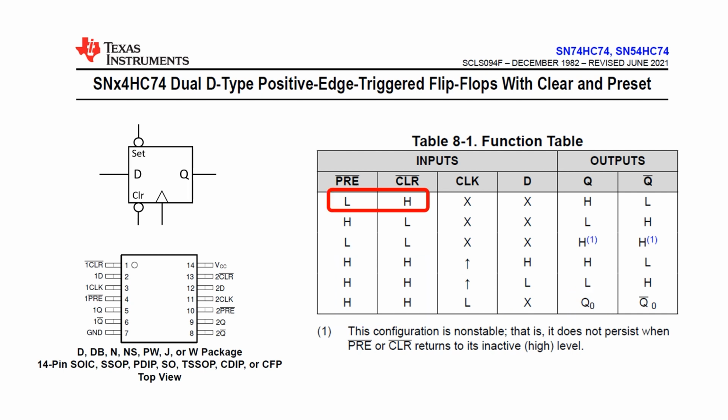Preset is an active low input. When it goes low, the output goes high, and this completely overwrites what was happening with clock and D. Similarly, when clear goes low, the output goes low, and again, this is independent of what's happening with clock and D.